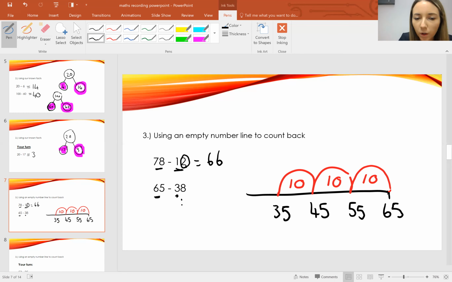Now I need to look at my 1s, and I've got 8 to take away, so I can count back in 1s. I could count back in 5 and then 3 more. I could count back in 2s. That's up to you. I'm going to count back in 1s. 1, 2, 3, 4, 5, 6, 7, 8. I'm running out of space.